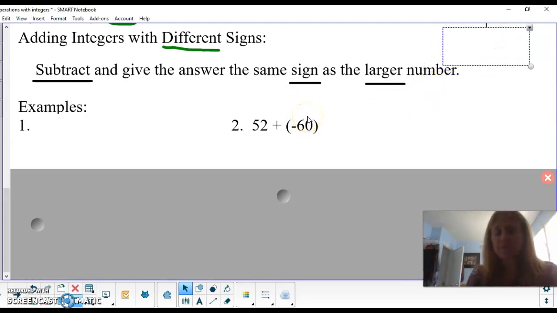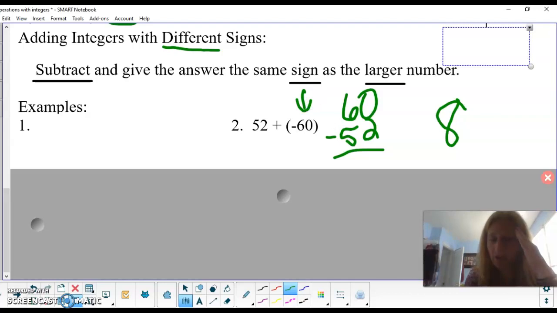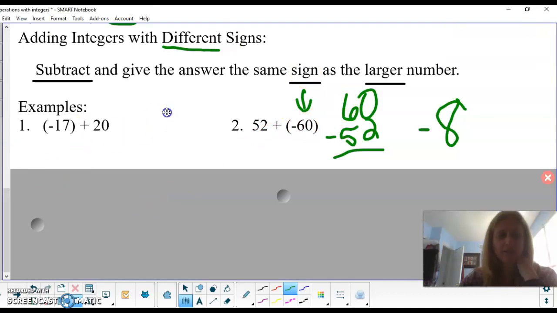So number 2, you look, they have different signs. Now, I'm not going to draw 52 positives and 60 negatives, but I'm going to know that 52 pairs cancel out because that's the smaller number. So to figure out what's left over, you take 60 minus 52, and that is 8. Now, is it 8 positives or 8 negatives? Since 60 is the larger number, there are going to be more negatives, so negatives are going to be left over.